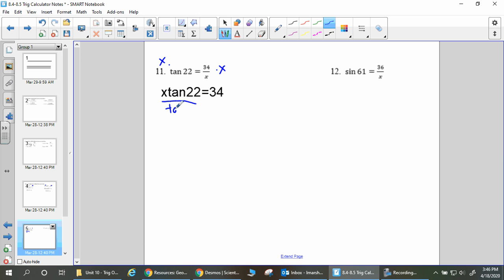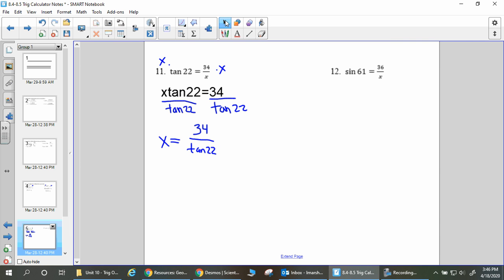Divide by the tangent of 22, and you're going to do that on both sides. And so what that means is now I have an equation that says x equals the fraction 34 divided by the tangent of 22. And once again, once we have x equal to something, it's ready to go into our calculator.